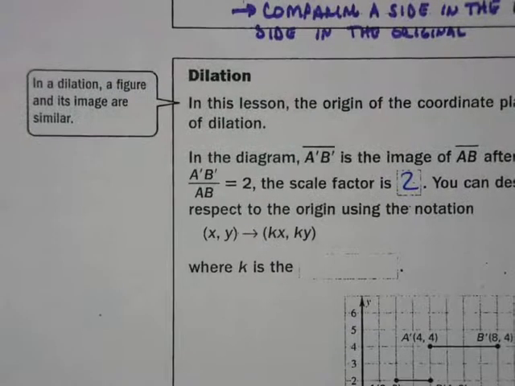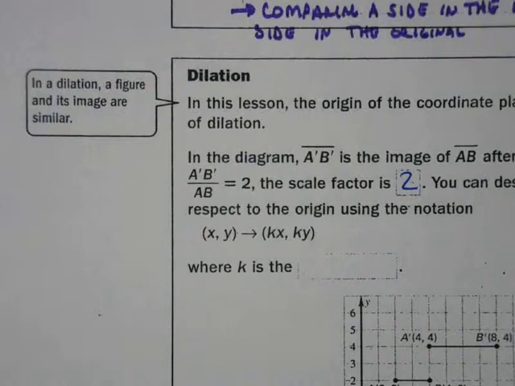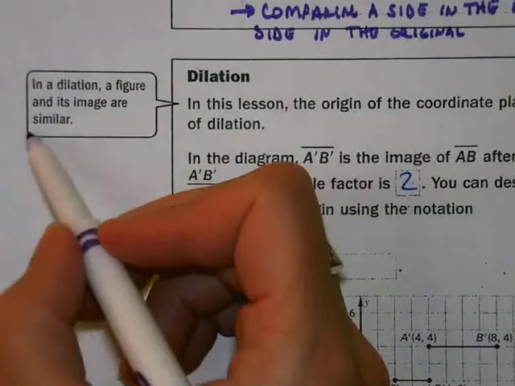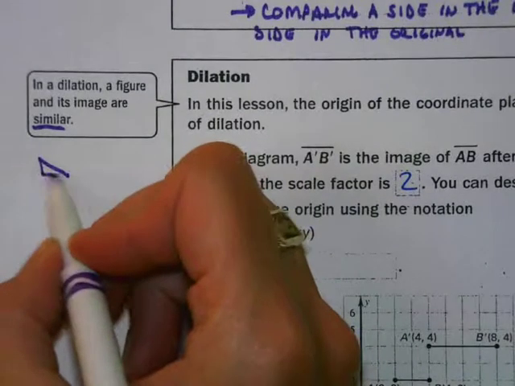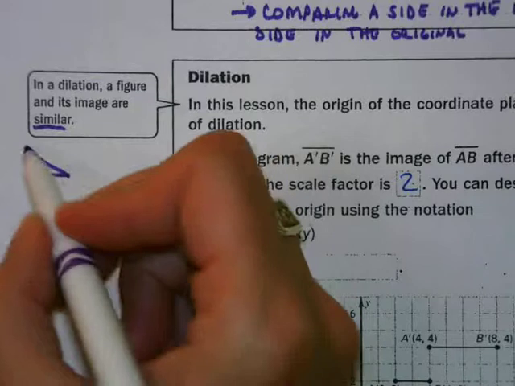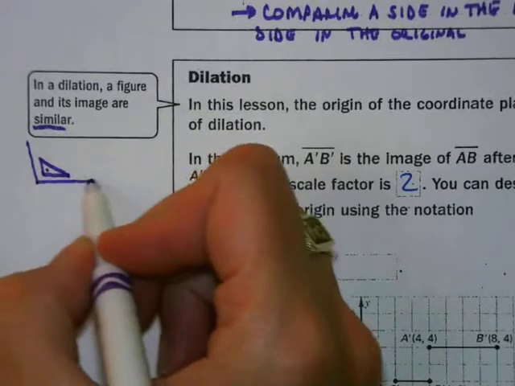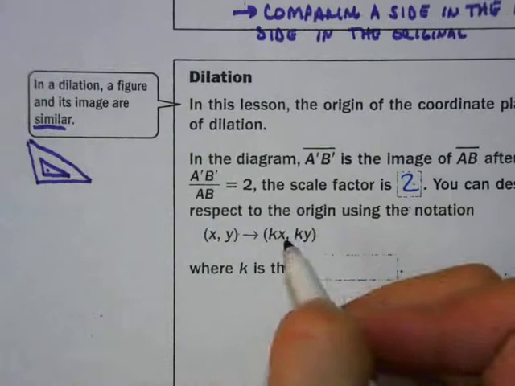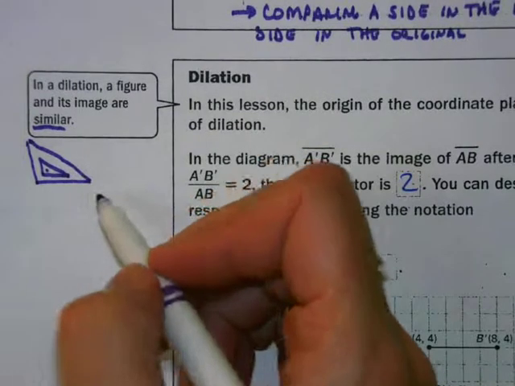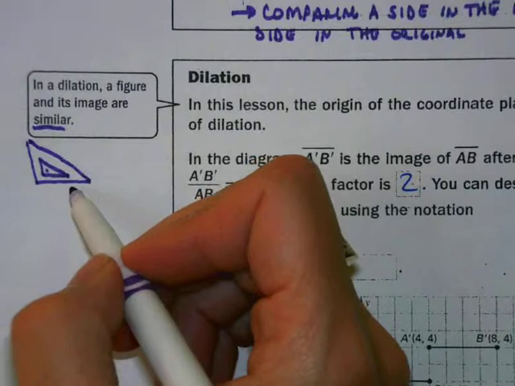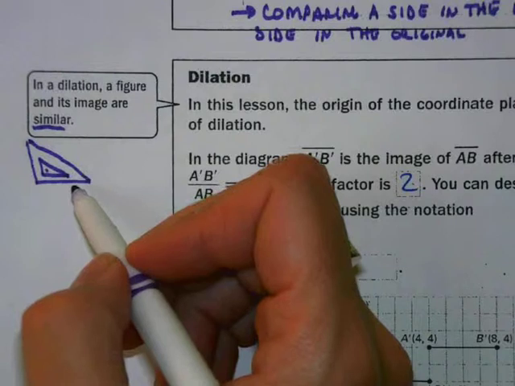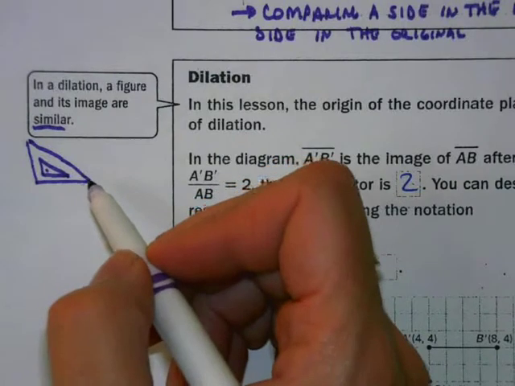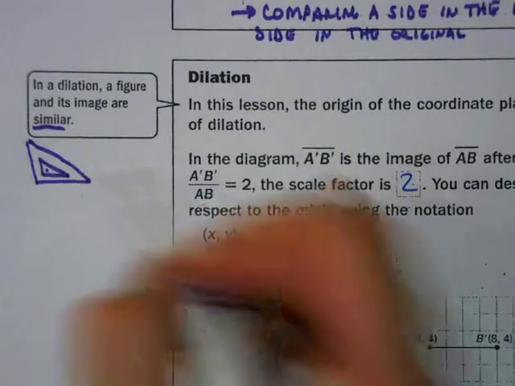Whenever we do a dilation, the original figure and the image are the same shape but different sizes. In math, we say this means that they are similar. So if I take this particular right triangle and I dilate it about this point, I get a new right triangle. It's the same shape, it's just larger. All of the other transformations we've looked at produced figures that were congruent to their images. That is, they were the exact same shape and the same size. Dilations preserve the shape but change the size.